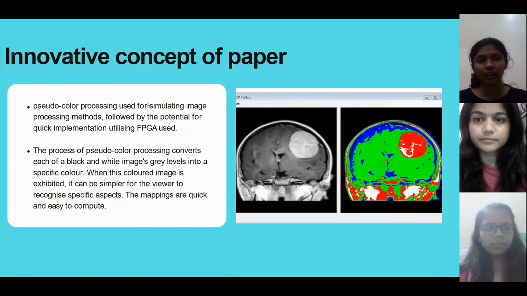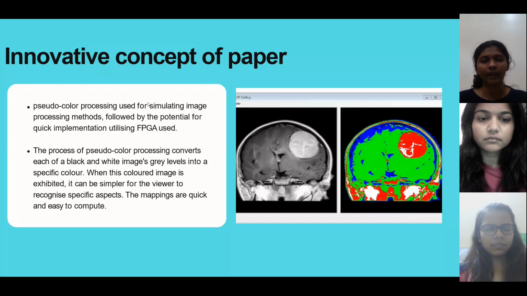The next point is the innovative concept of the paper. Pseudo-color processing is used for simulating image processing methods, followed by the potential for quick implementation utilizing the FPGA. This process of pseudo-color processing converts each of the gray levels of black and white images into a specific color, as shown in the figure.